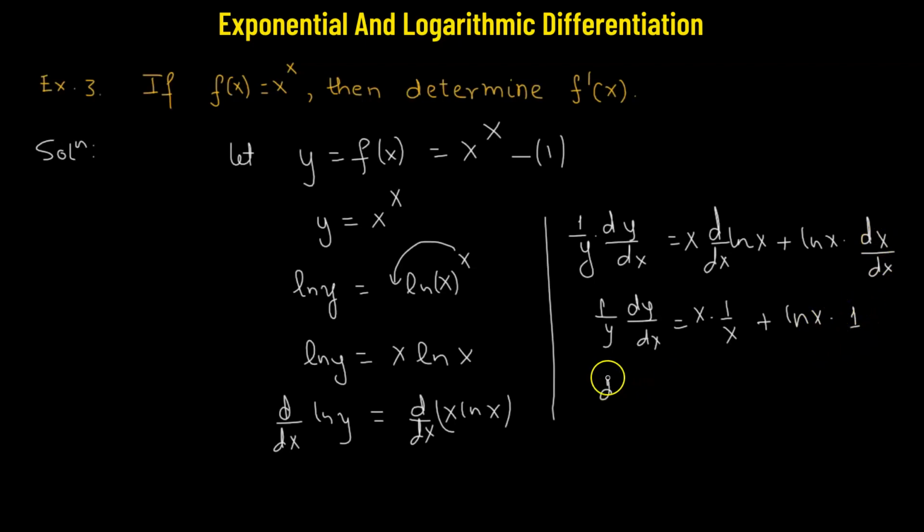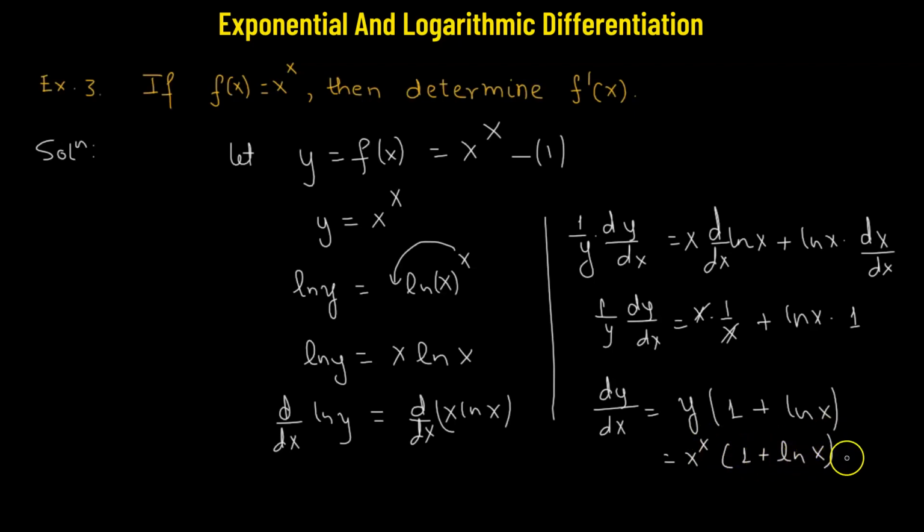Finally, we get dy over dx equals, we'll cross multiply with y, so x divided by x is simply 1, plus log x, and the value of y is x raised to the power of x from equation 1. That is x raised to the power of x multiplied by 1 plus natural log of x. This is the derivative of our function x raised to the power of x.